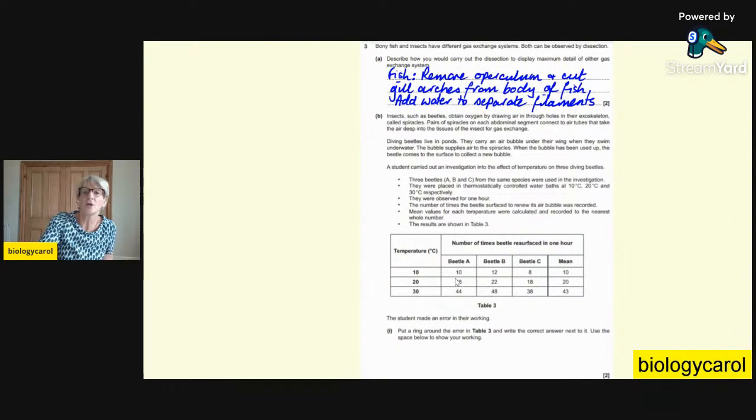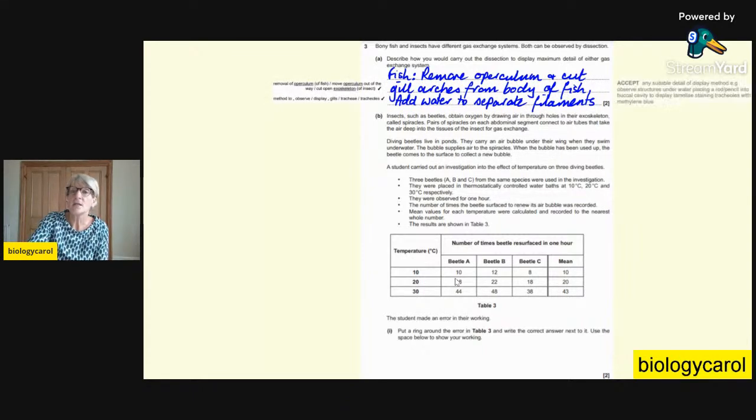So remove the operculum, cut the gill arches, because this is what I would do. I would cut the gill arches from the body of the fish, and then I would add a load of water so that the filaments of those gills would be separate so that I could see them.